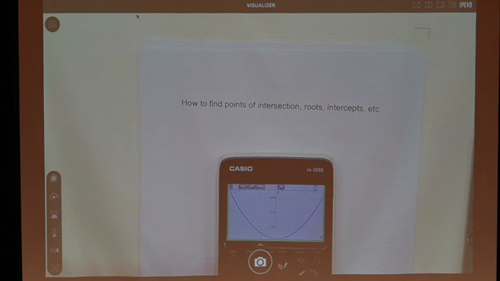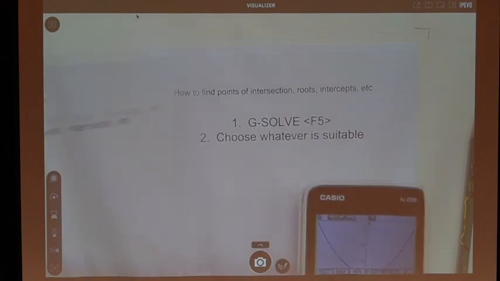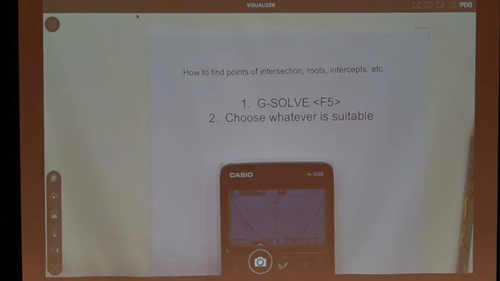Now, finding root and all the intercepts, all the critical points and the turning points, again you can use G-Solve for those. We have the root, maximum, minimum. If it's a parabola, happy face parabola, concave up, you will never be able to find a maximum. So be mindful when you ask the calculator to do things for you. The y-intercept and intersection, all these buttons are there. G-Solve and choose whatever is suitable for you.